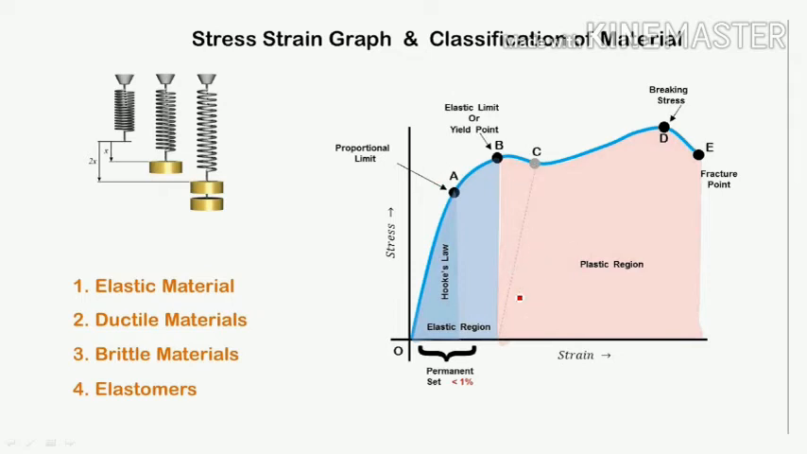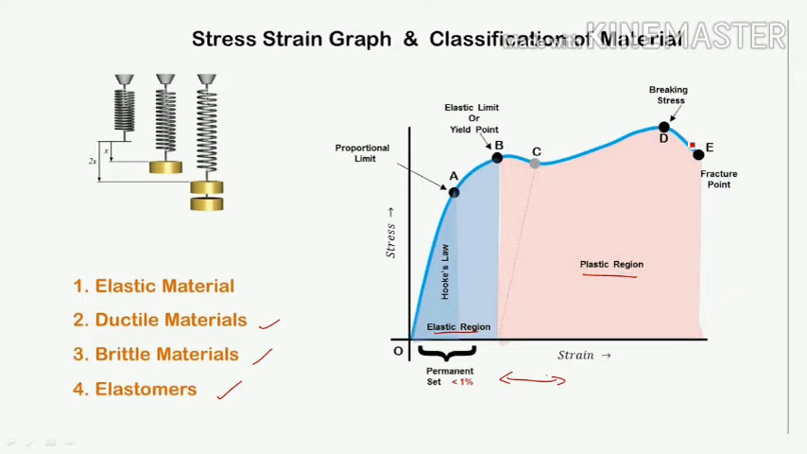So one more time, the conclusion from the stress and strain graph: we can conclude whether it is an elastic material, ductile material, brittle material, or elastomer. Now see, up to point B, the material is elastic in nature. After point B, the material is plastic in nature. That means up to point B, it will come back to its original position. After point B, it won't come back to its original position.